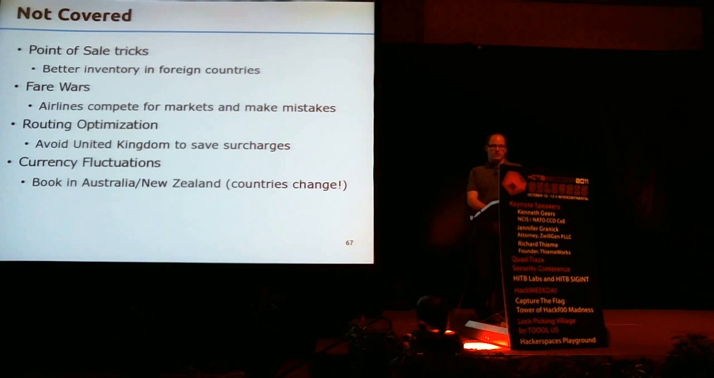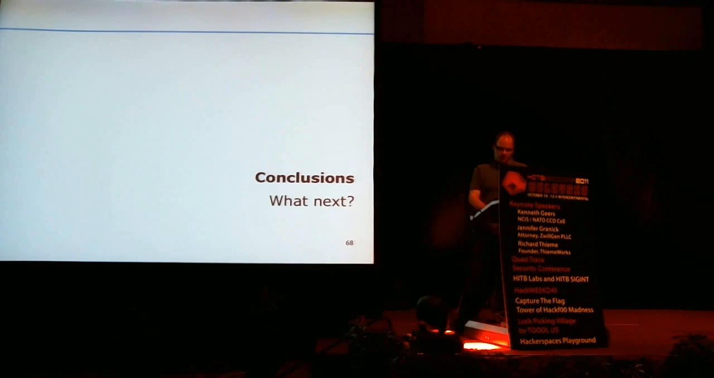Like we've seen with the United Kingdom surcharge. If you don't fly out of the United Kingdom but instead start somewhere else, you just save 60 bucks. You might buy your ticket to, for instance, Paris or Vienna. So if you just start in Vienna, you're going to save that part. That's pretty nice. So, conclusion.